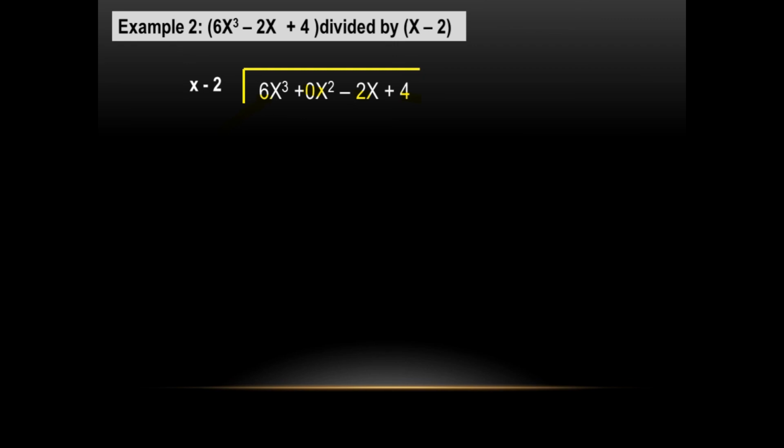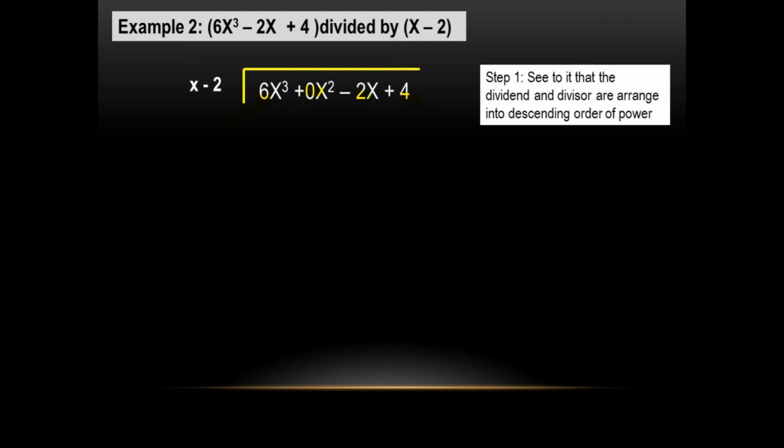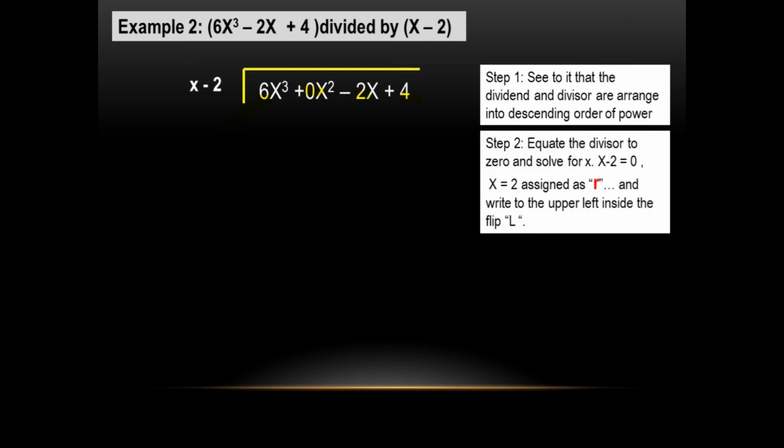Okay, so another example tayo. Yung kanina na sinolve natin using long division. So ito solve natin using synthetic division. So to arrange, so we add 0x squared. Okay? So ano yung first step? See to it that it is arranged into descending order of power. So step 2, equate the divisor to 0. So solve for x. So x minus 2. Yung divisor natin equals to 0. So x equals to 2. Assigned as r. So we'll write that in the upper left. So we have positive 2 na siya, no?